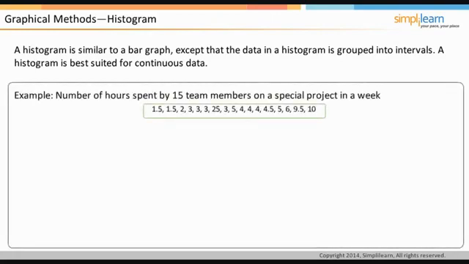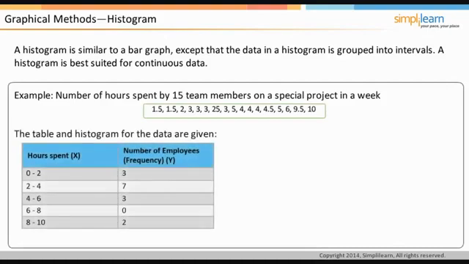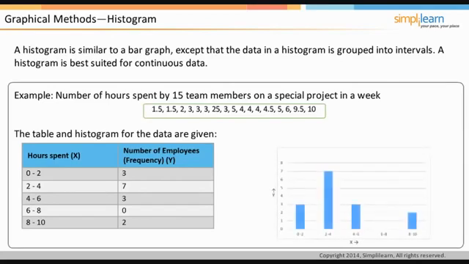The following example illustrates how a histogram is used to represent data. Data on the number of hours spent by a group of 15 people on a special project in 1 week is collected. This data is then divided into intervals of 2, and the frequency table for the data is created. The histogram for the same data is also displayed. Looking at the histogram, it can be observed at a glance that most of the team members spent between 2 to 4 hours on the project.